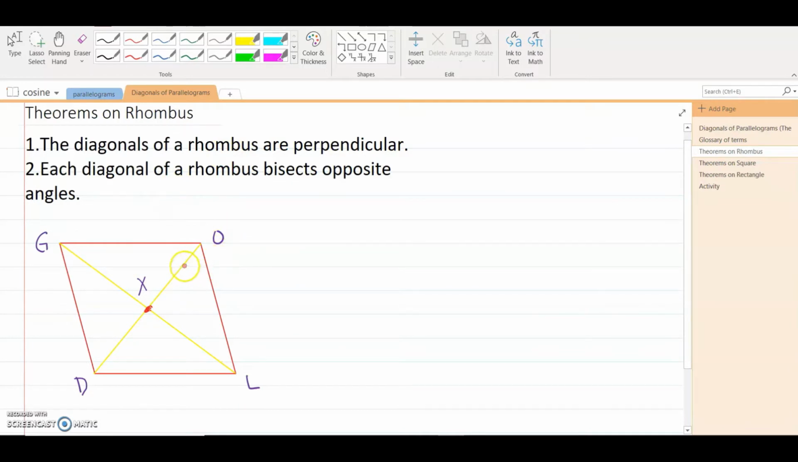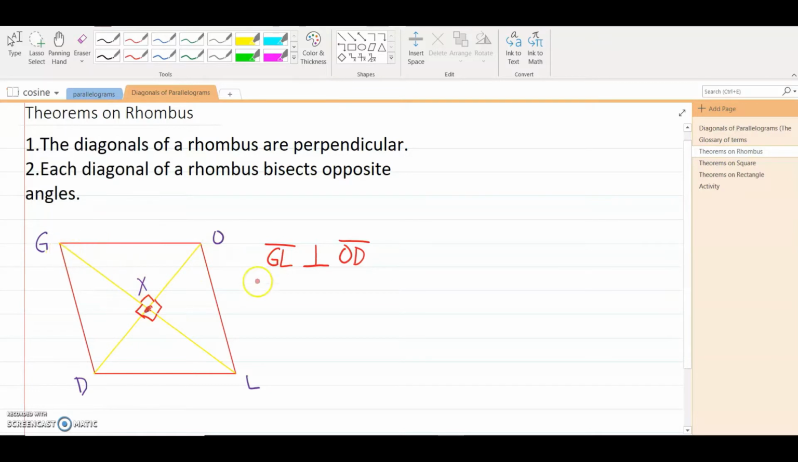so we can see that this segment, line segment GL, is perpendicular. So this is the symbol for perpendicularity. It's perpendicular to OD, line segment OD. So meaning we have 4 right angles here forming at the point of intersection X. So we have 4 right angles.